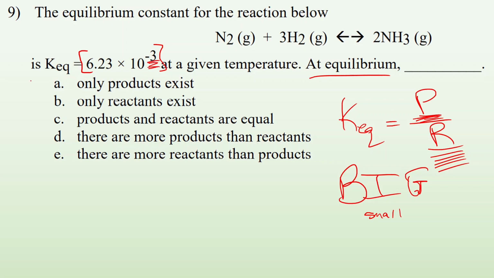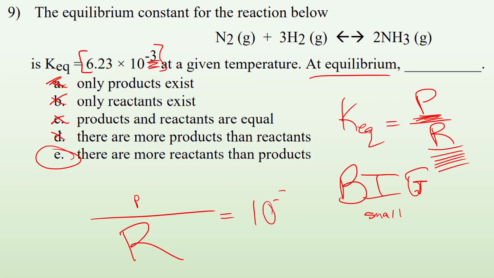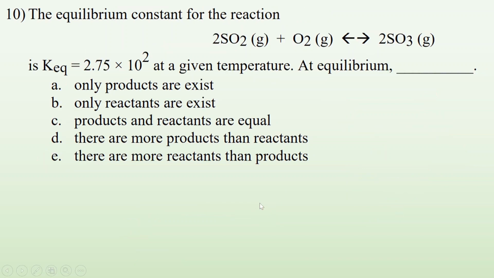At equilibrium, only products exist? No, that's not true. For any equilibrium, you got both. Only reactants exist? No. Products and reactants are equal? No. Right? There are more products than reactants? No. And there are more reactants than products? Yes, because if we had a small amount of product over a whole lot of reactants, that's how you end up with a tiny number, right? So choice E.